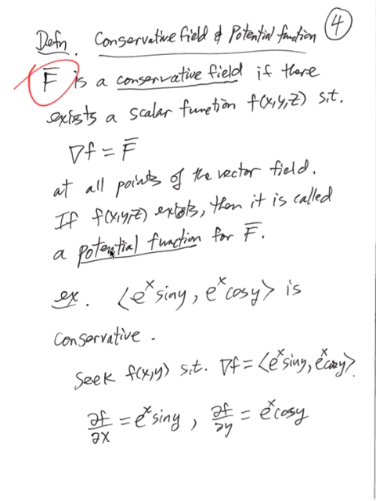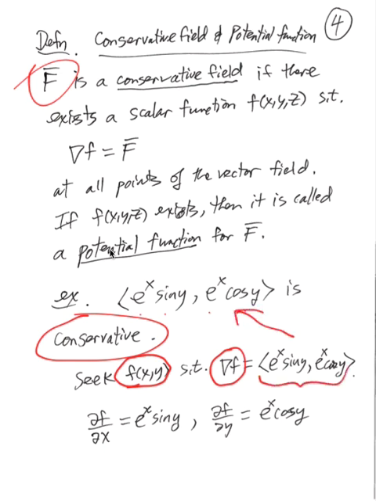Now, let's talk about a particular example. I've got this following field, which is just going to be a function of x and y, as you can see: e to the x times the sine of y, e to the x times the cosine of y. I claim that this is a conservative field. What would that mean? Well, I claim that there is a scalar function of x and y such that the gradient of f actually is equal to this field up there.